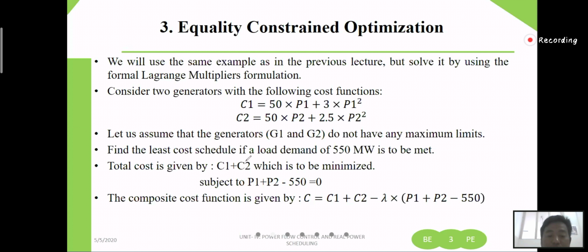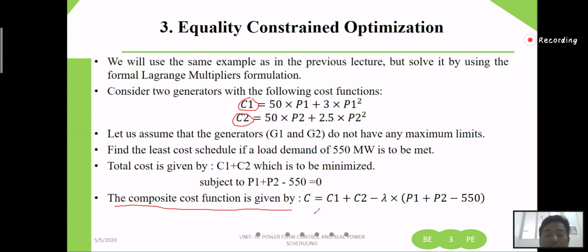So now total cost C1 plus C2. C1 is given here in the question, and C2 is also given in the problem. It has to be minimized, but it should fulfill the total demand of 550 megawatt, which means P1 plus P2 minus 550 equal to 0. So therefore, considering the equality constraint, you have to form a composite cost function, right?